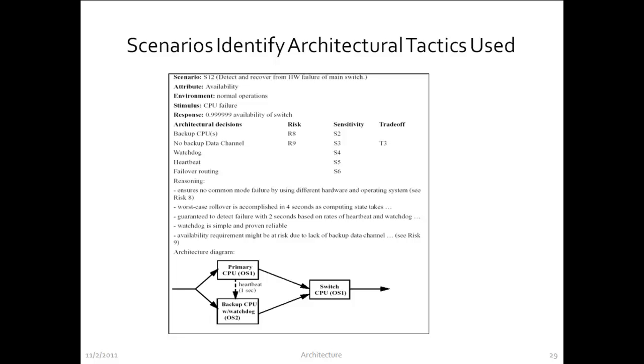Here a scenario is being used to probe an architecture to see how it does or does not support the scenario. In this case, the question asked is, how does the system recover from the hardware failure of the main switch? And the architecture responds with, for example, there are two switches, each with its own CPU and each running a different operating system. The backup switch has a watchdog that receives periodic heartbeats from the main switch. If the backup switch does not receive a heartbeat, it will take over by shutting down the main switch and switching operations over to itself.